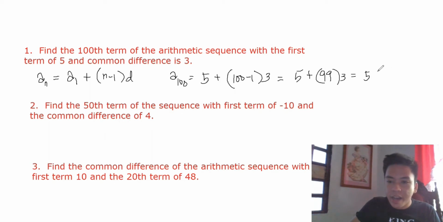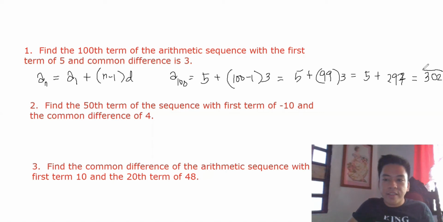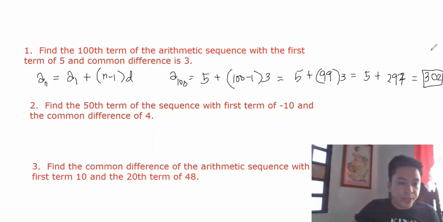And so you get 5 plus, what is 99 times 3? That is, sorry, that's 27, 29. Correct me if I'm wrong. That's going to be 27, 29. So adding this one, you get 302. So therefore, this is the 100th term of the arithmetic sequence, starting from the first term of 5 with a common difference of 3. Okay, let's answer number 2 here.